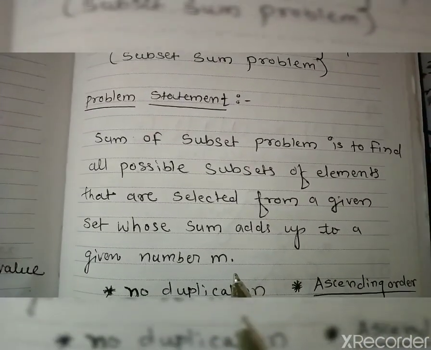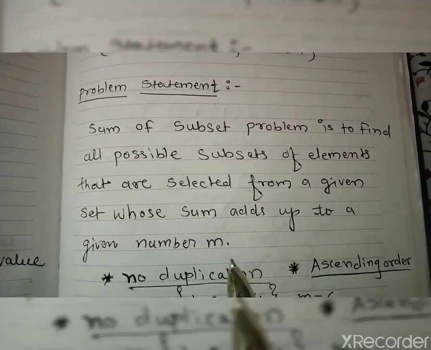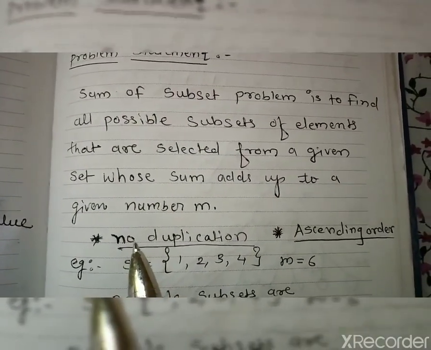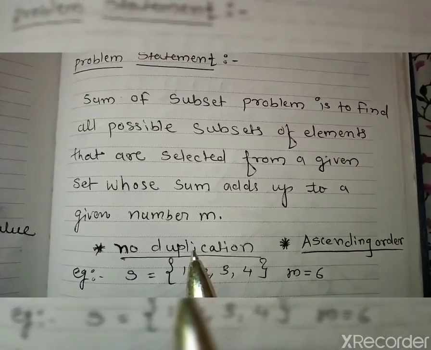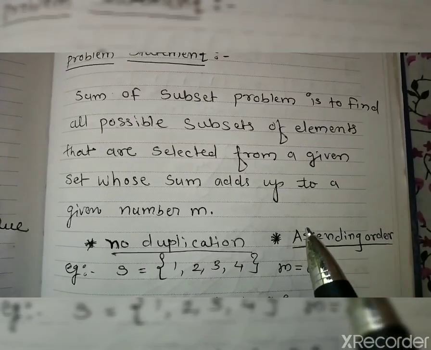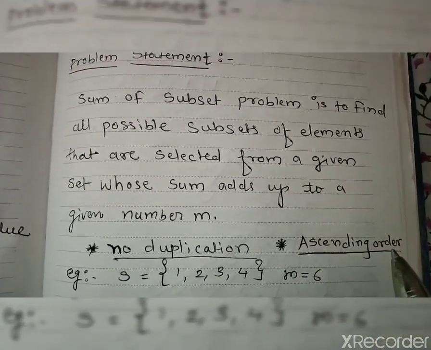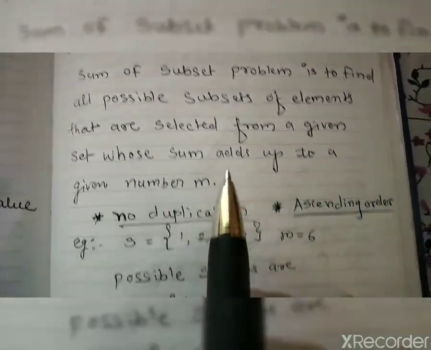Here two things are very important which we are going to consider while solving the problem. First point, no duplication. While writing numbers in a set, there won't be any duplicate numbers. Second, we always prefer to write numbers in ascending order. Now let us understand this problem statement with an example.